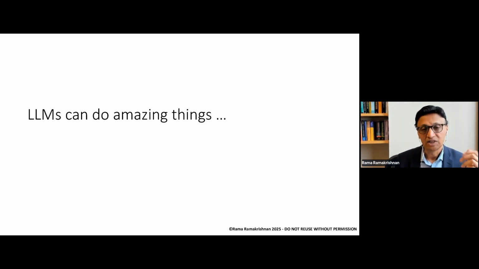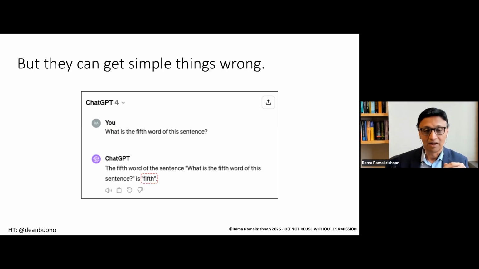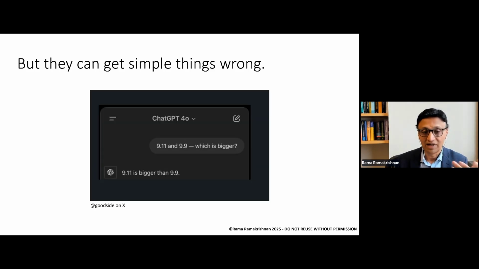All right, now as we all have seen in our own personal experience, LLMs can do amazing things. But they can get simple things wrong, like we saw in the "what's the fifth word of the sentence" example just a moment ago. Here is another one from maybe a couple of months ago, where you ask ChatGPT, 9.11 and 9.9, which is bigger? It comes back and says 9.11 is bigger than 9.9.